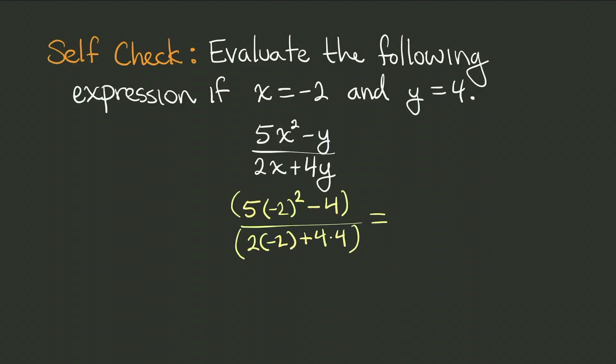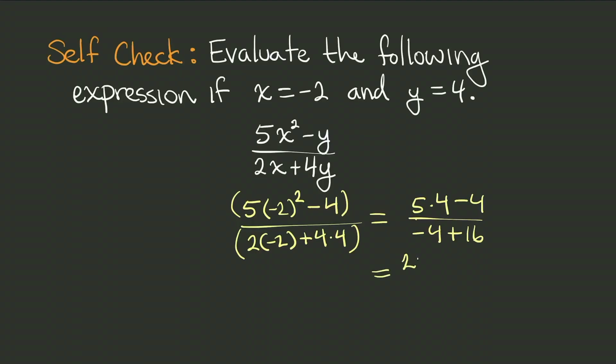So, the numerator I am going to compute using order of operations. I need to compute that exponent first, so I'll have 5 times negative 2 squared is negative 2 times negative 2, so I'll get 4 minus 4. And then in the denominator, I'll have 2 times negative 2, that gives me negative 4, plus 4 times 4, which is 16. Now I'll compute the multiplication in the numerator.